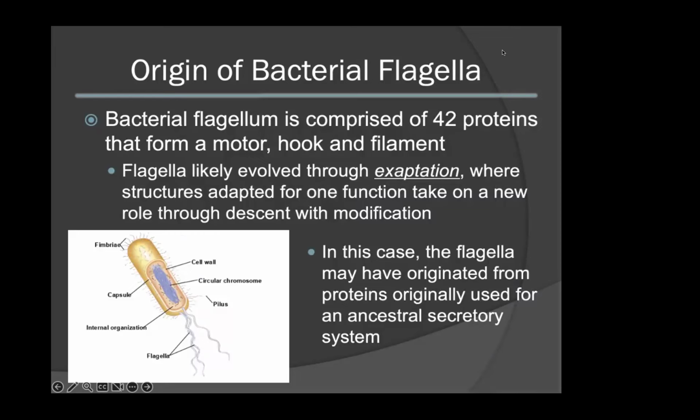The bacterial flagellum is comprised of 42 proteins that together form the motor, hook, and filament structures. It is likely that the flagella evolved through what is termed exaptation. This occurs when a structure is adapted for one function, but takes on a new role through natural selection and descent with modification. In this instance, it's proposed that the flagellum originated from proteins that were originally used for a secretory system, and they were later adapted for a motor function.